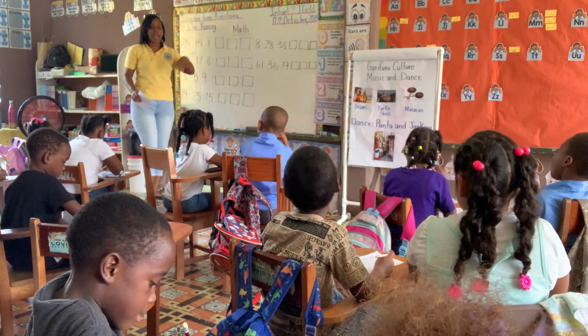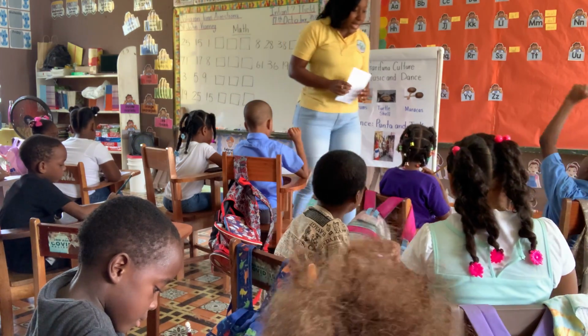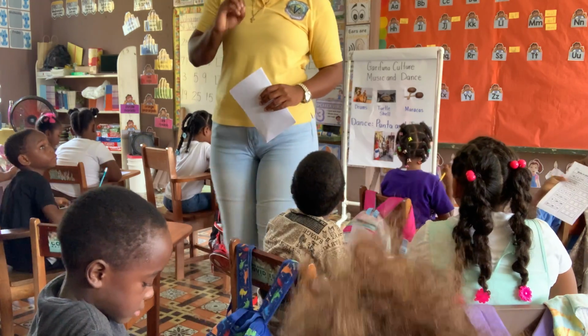Everybody done with the first one? Let me walk around. You should have three numbers already. Biggest number first, biggest to smallest.